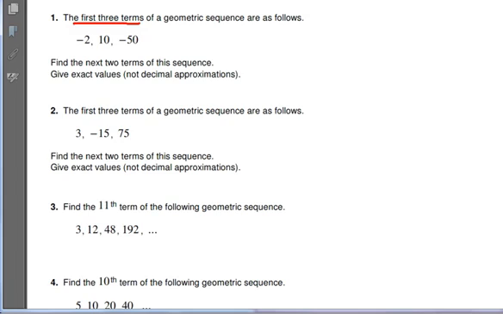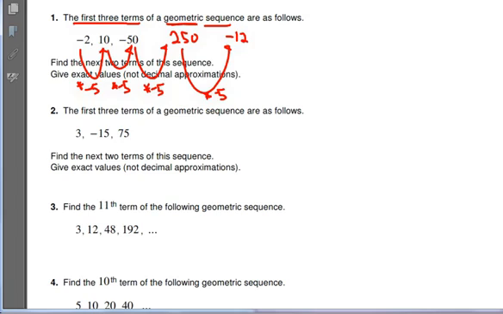So here we go. The first 3 terms of a geometric sequence are as follows: -2, 10, -50. Find the next 2 terms of the sequence and give exact values, not decimal approximations. Well, that's not going to be difficult here. We can see that this is being multiplied by -5. That is also being multiplied by -5. So we take that -50 and multiply it by -5, and we get a positive 250. Take that 250 and multiply it by -5, and we get a negative 1250.